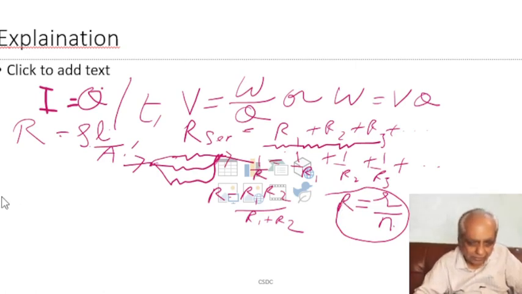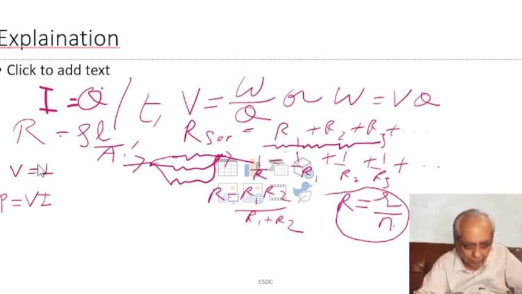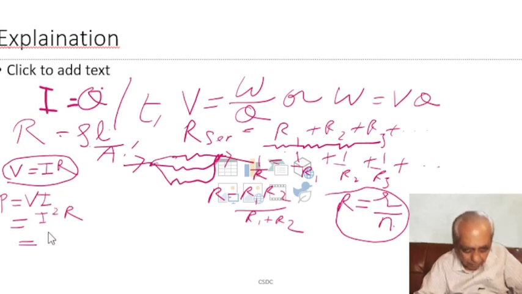Then power. I told you to learn P is equal to V into I. Before that we did Ohm's law, that V is equal to IR, a very important formula. Then P is equal to VI, and when we substitute V from this, I get P is equal to I square R, or if I substitute I, I get P is equal to V square upon R. So these are the formulas for power that we did.